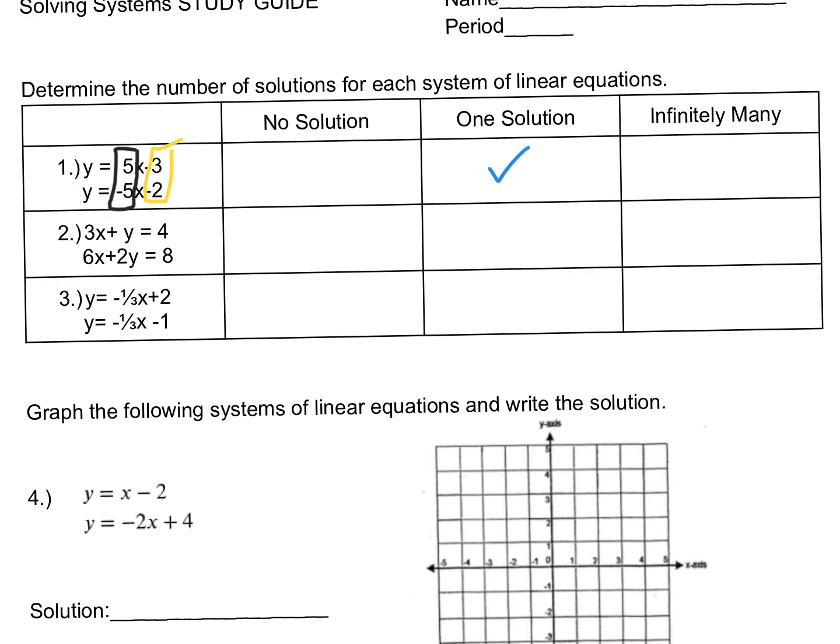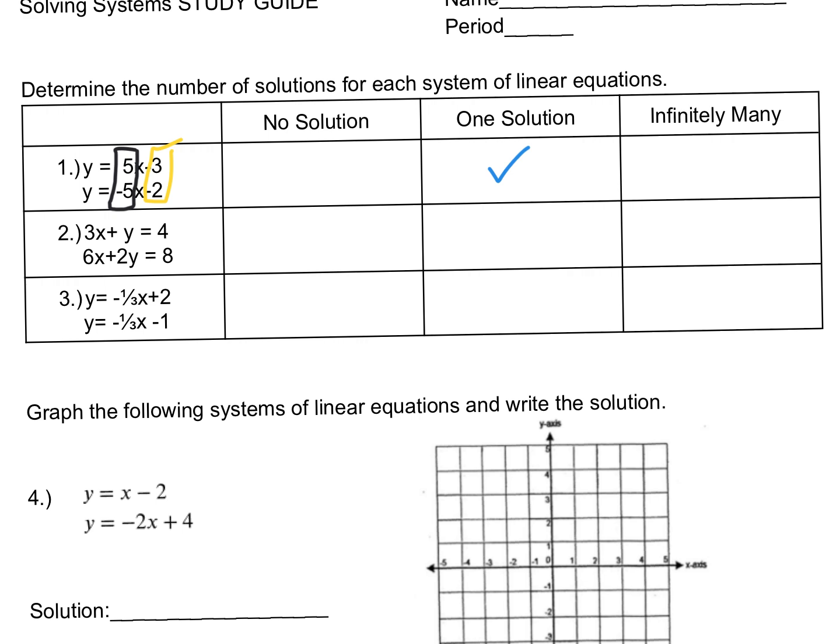Looking at number 2, these also look very different. But if I look closer, I'm thinking that these could be twins. These could be infinite solutions, the exact same equation. What I'm thinking is I could double everything in the first equation. If I multiply everything by 2, then this would become 6x, and this would become 2y, and this would become 8. So they would be twins, so infinite solutions.